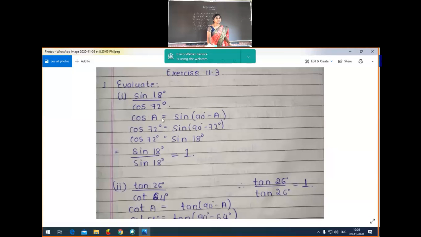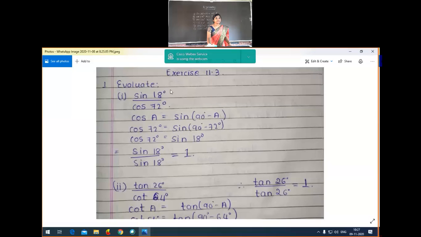For that, the cos A result is equal to sine 90 degree minus A. In A's place, 72 degree is there. So cos 72 degree is equal to sine 90 degree minus 72 degree. So cos 72 is equal to sine of 90 minus 72, which is sine 18. Cos 72 degree value is equal to sine 18 degree. Now we have to substitute cos 72 degree as sine 18 degree in the given problem.